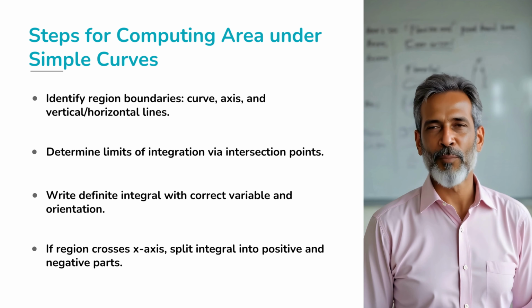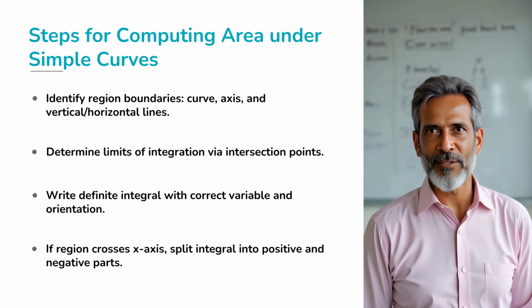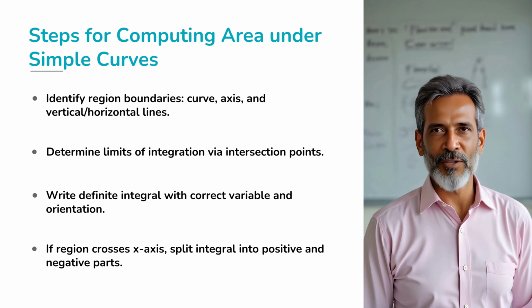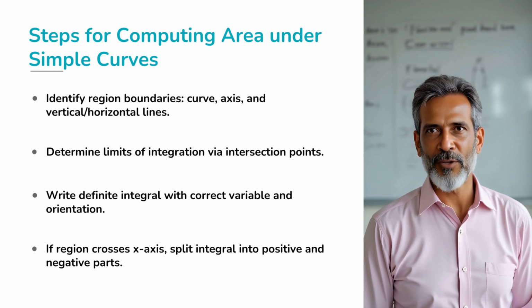Whenever you're asked to compute area under a curve, here's the checklist. Step 1. Identify the boundaries: curve, axis, and vertical or horizontal limits. Step 2. Find limits of integration using intersection points. Step 3. Write the definite integral with correct orientation, f of x dx or g of y dy. Step 4. If the curve crosses the axis, split into regions and handle positive and negative parts separately. Following this flow ensures you never miss a region.